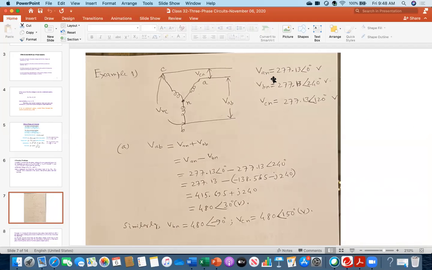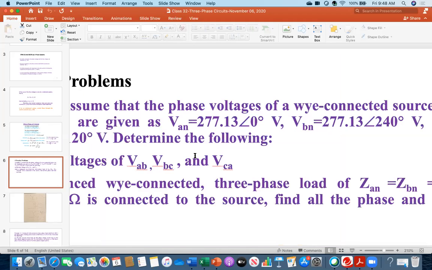So that I wrote down here. So what are those? V1 is this one, or this one, or this one. And now I have labeled, you see, between this point and this point, that is my VAB. This one is VCA. And between here and here it is VBC. That is the question. The first part is that one: determine VAB, VBC, and VCA. That you have to find out.